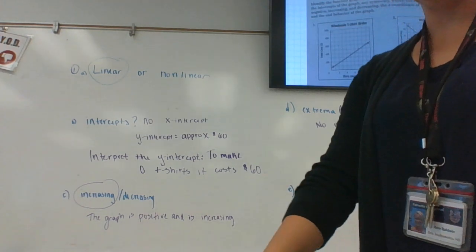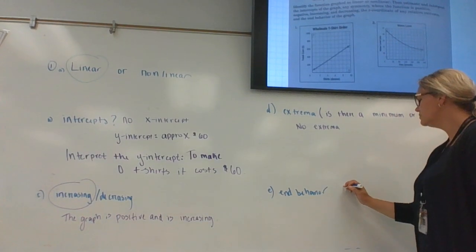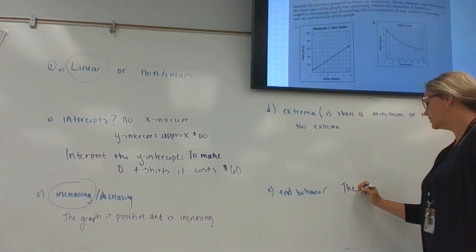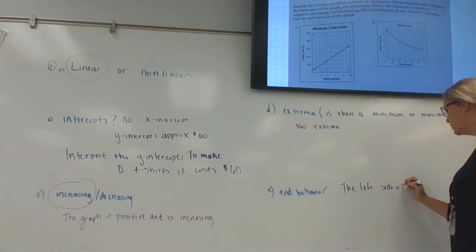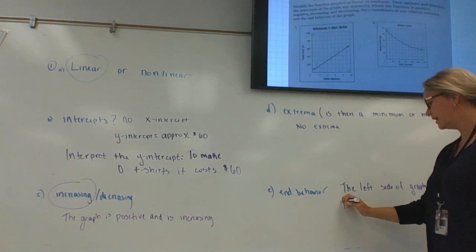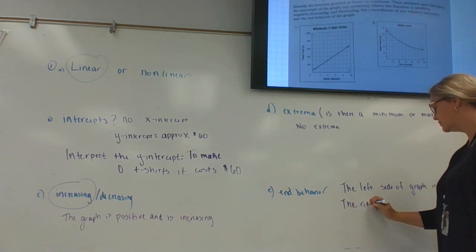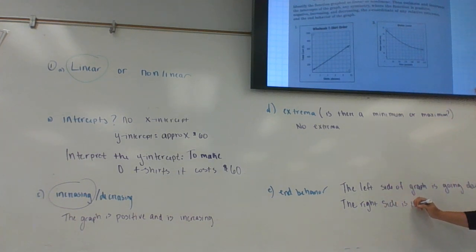And then end behavior. Let's describe the left side of the graph. The left side of the graph is going down. And I would say the right end, or the right side, is increasing.